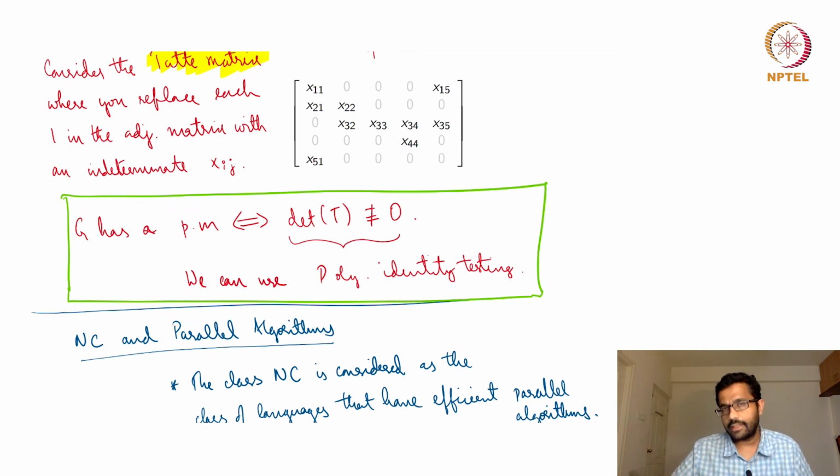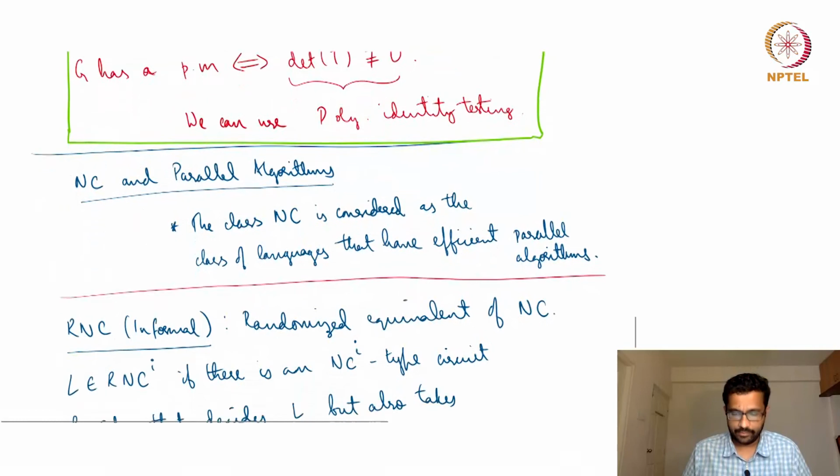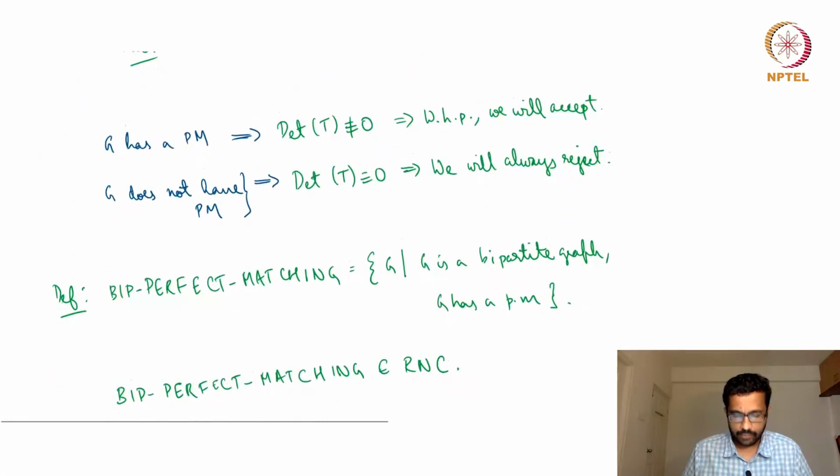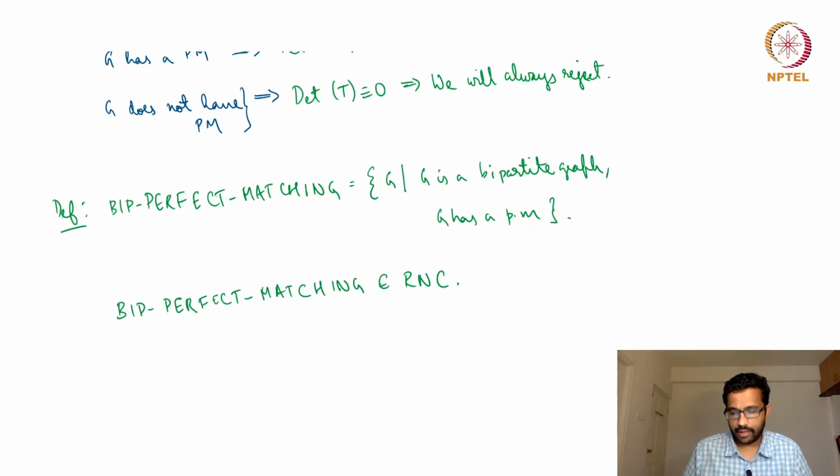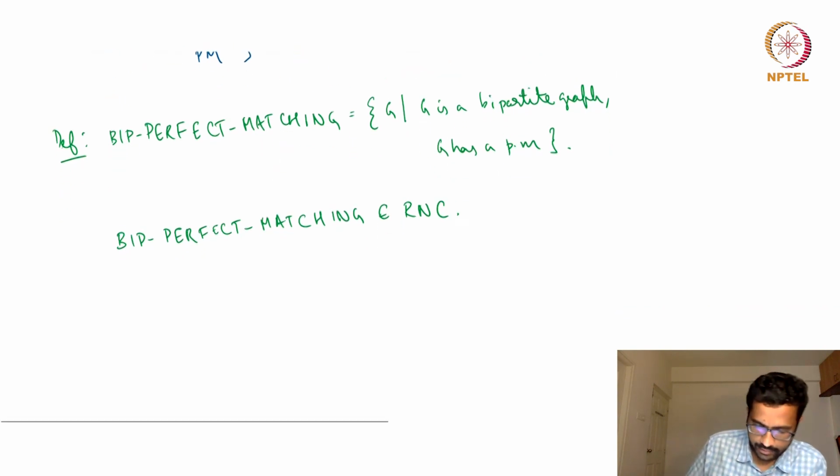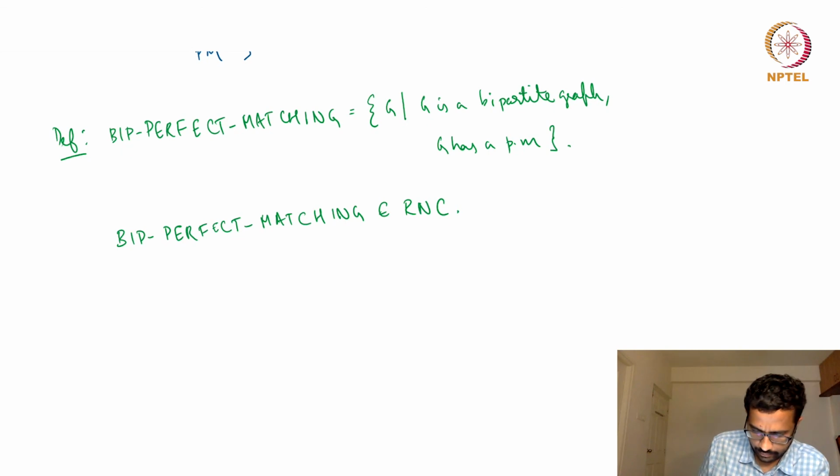But checking whether the determinant is identically 0 uses polynomial identity testing, and that gives us a randomized or RNC algorithm for bipartite perfect matching. Two points, or maybe three points.